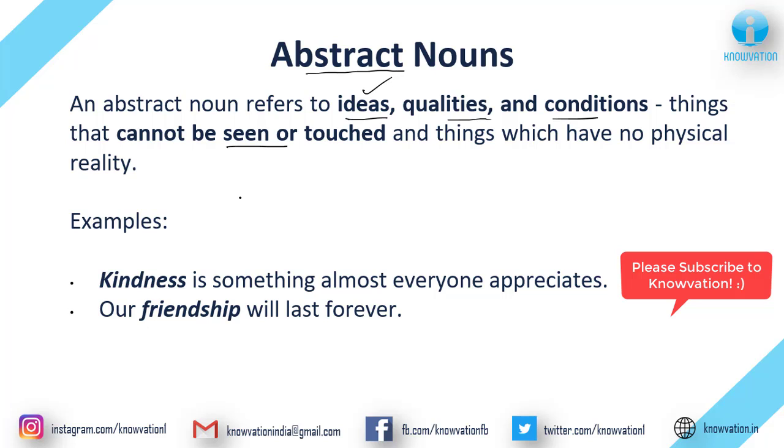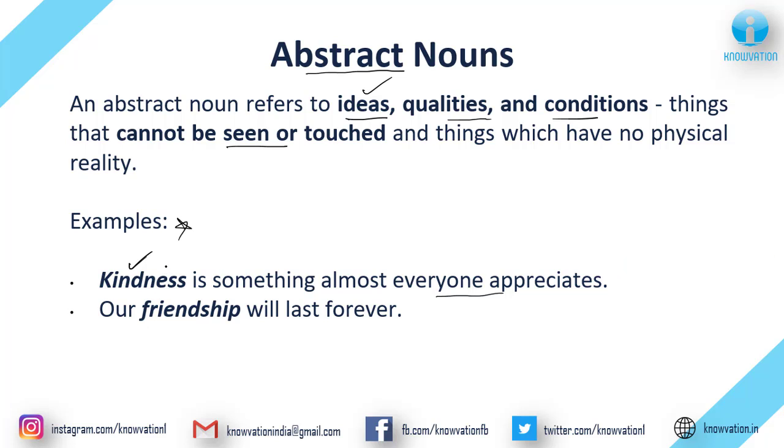Let's see an example so it will be more clear. Kindness is something almost everyone appreciates. Yes friends, so here kindness is the abstract noun because it is the name of a quality. You are kind, that is your quality, but can you touch your kindness? No. So it is the name of an abstract noun. Next, our friendship will last forever. So यहाँ पर भी दोस्तों, friendship is the name of a relationship that you share with your friend, and since it is a name, it's an abstract noun because you cannot touch friendship. All right, I hope this concept is clear.